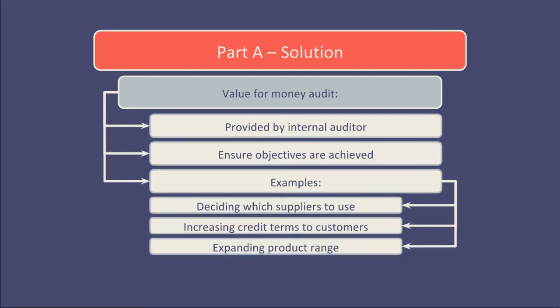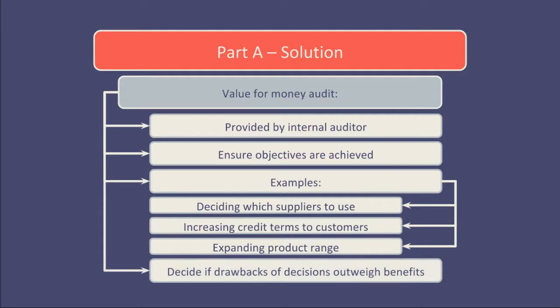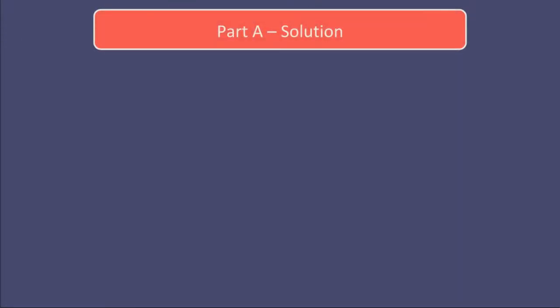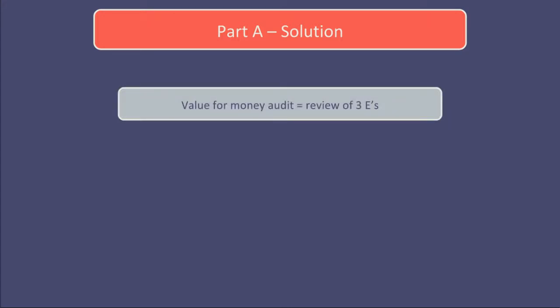These decisions may have many benefits, but the business must consider whether there are any drawbacks and whether these drawbacks outweigh the initial benefits. Therefore, the internal auditors can conduct a value for money audit. This looks at getting the best possible service for the least resources. It is otherwise regarded as a review of the 3 E's.